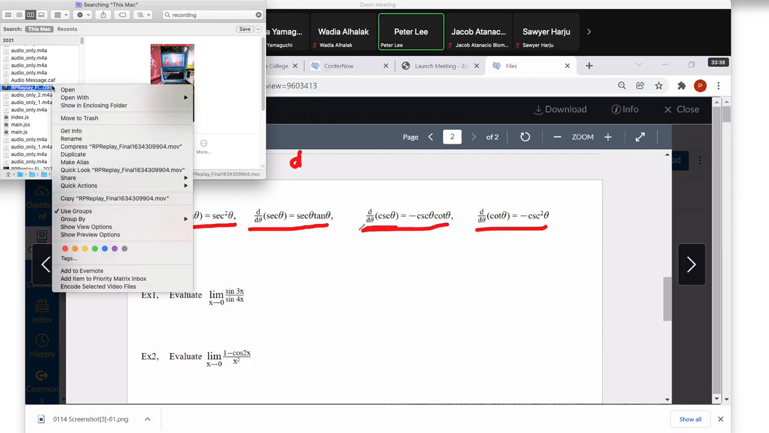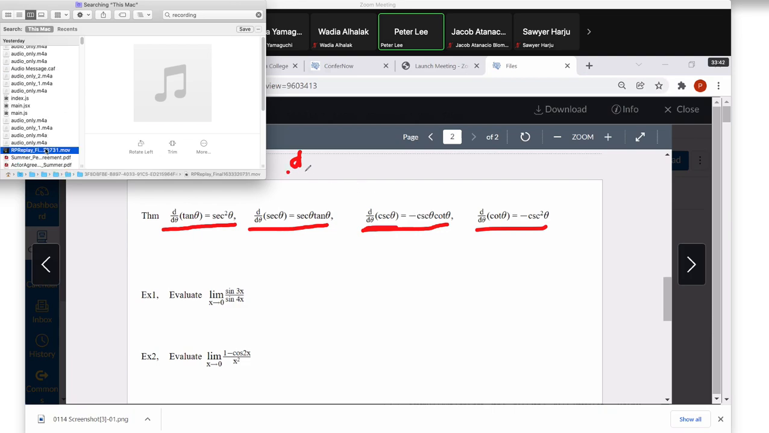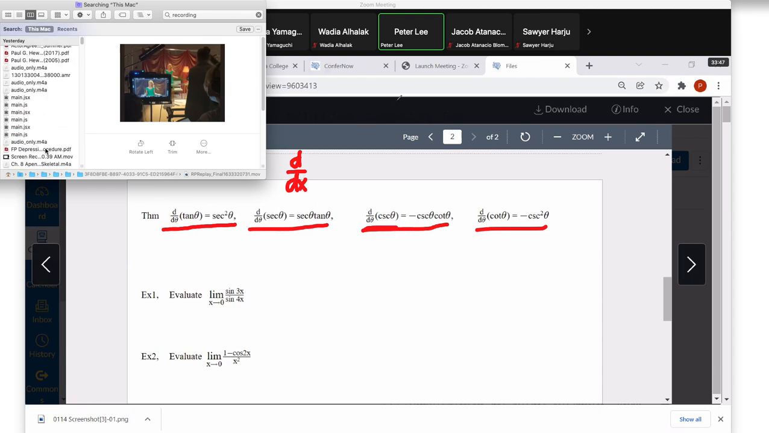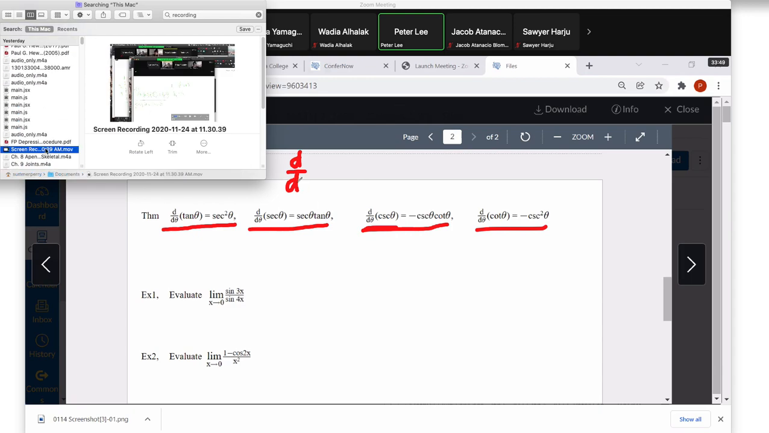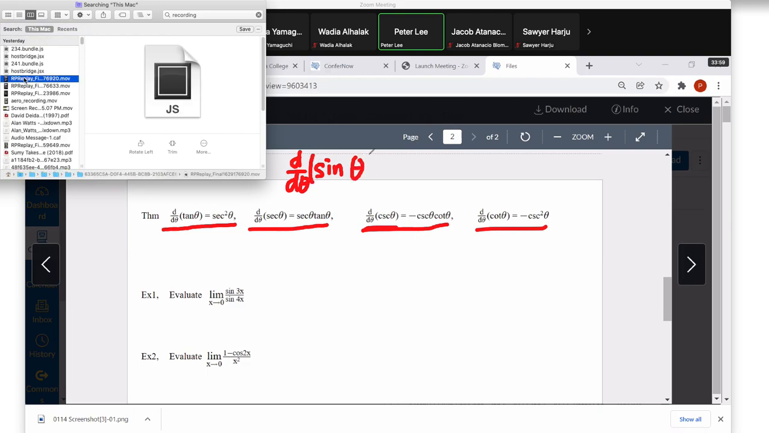Now let me tell you the ingredients of things you need. In order to prove this, this is what you need. The derivative with respect to theta of sine theta is equal to cosine theta. And the derivative with respect to theta of cosine theta is minus sine theta. You have to know those.